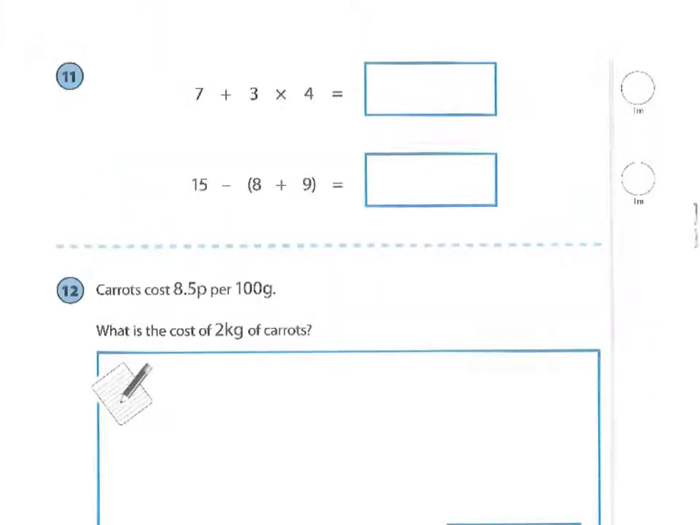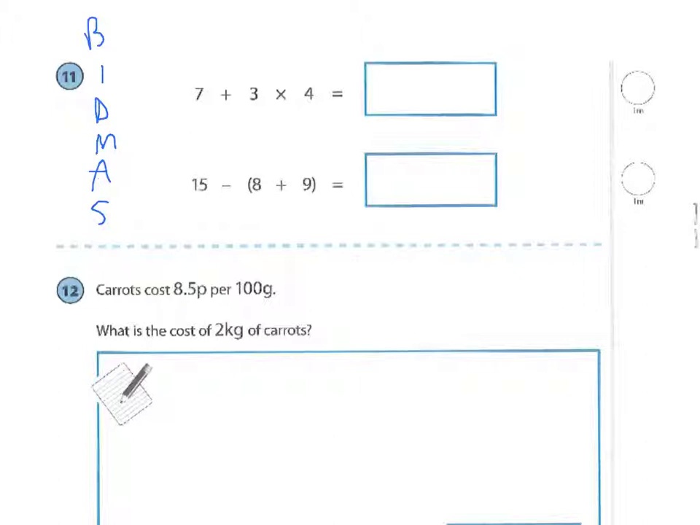Question 11. In order to solve this question, we have to use the word BIDMAS. Now BIDMAS helps us remember the order of operations, and we have to do our calculation with this word in mind. B stands for brackets, I stands for indices, and the last four stand for the four mathematical operations: division, multiplication, addition, and subtraction.